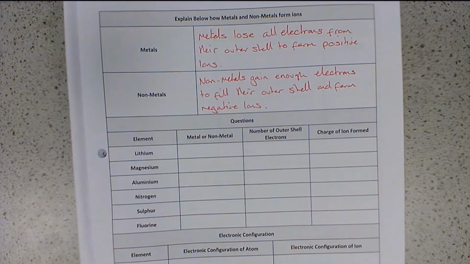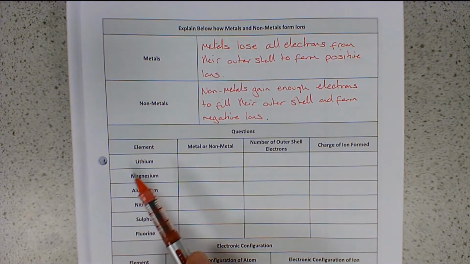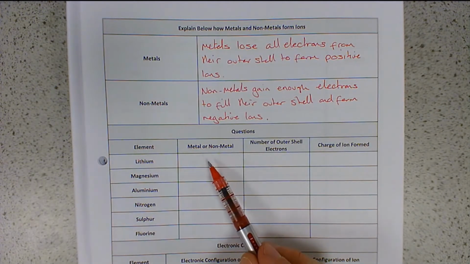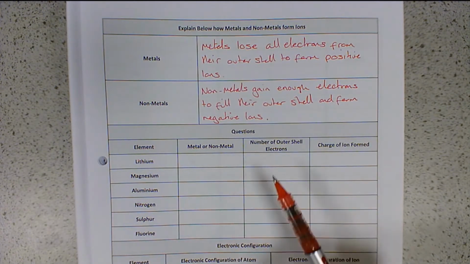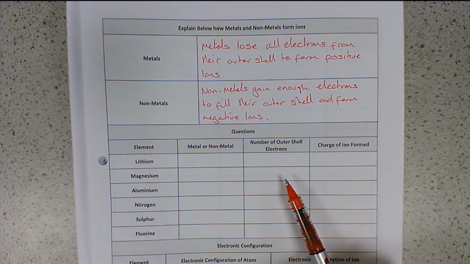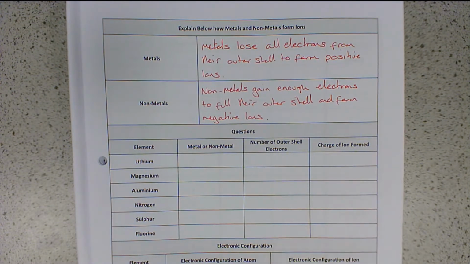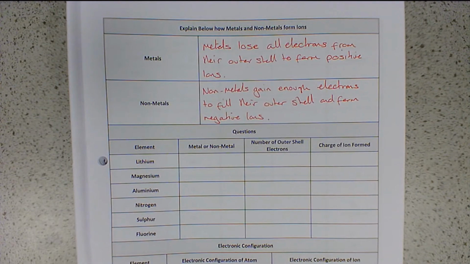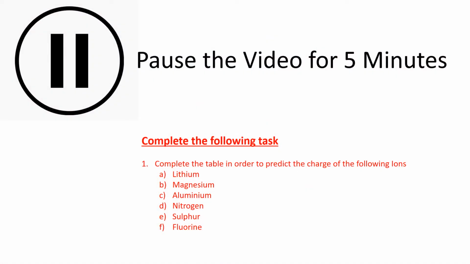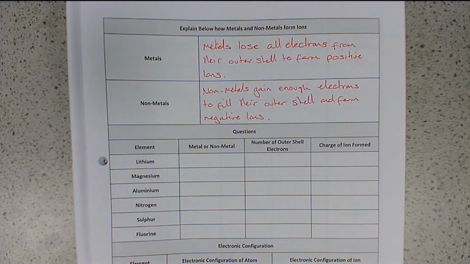So what I'd like you to do, and this shouldn't take you any longer than 5 minutes, is look at these elements, use the periodic table in your planner, identify whether they are metals or non-metals, use the group number to work out how many electrons they have in the outer shell, and then predict the charge of the ion they form. I'm just going to run through this quickly, and again, make any corrections you need to in green pen.